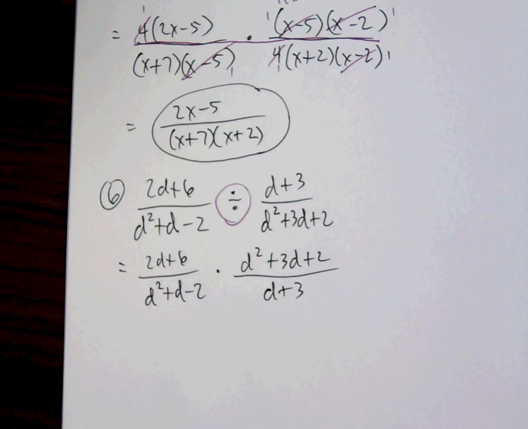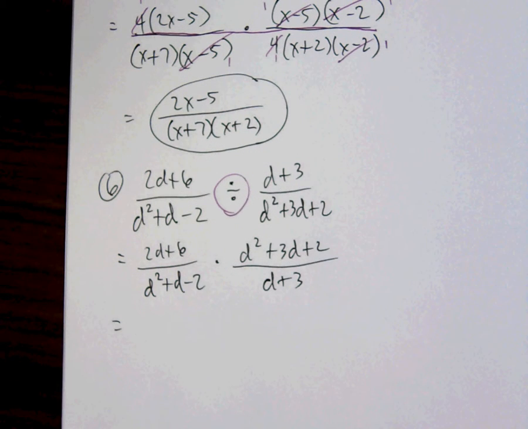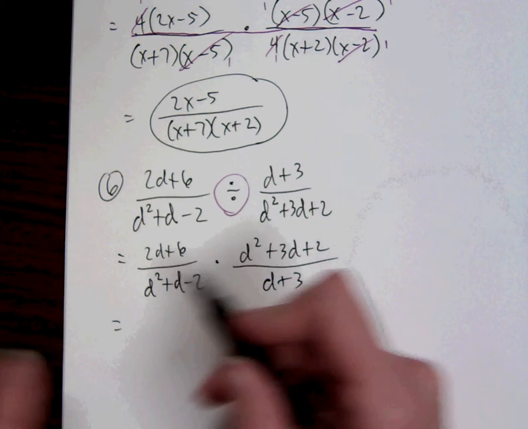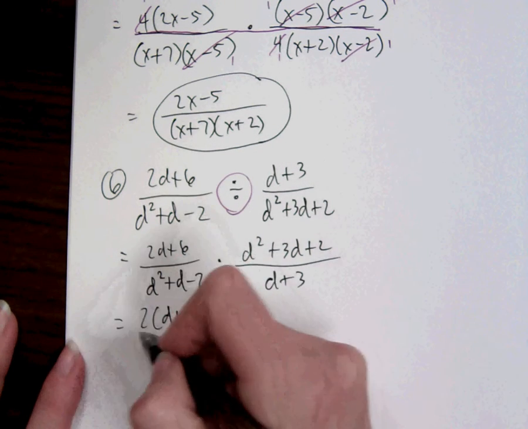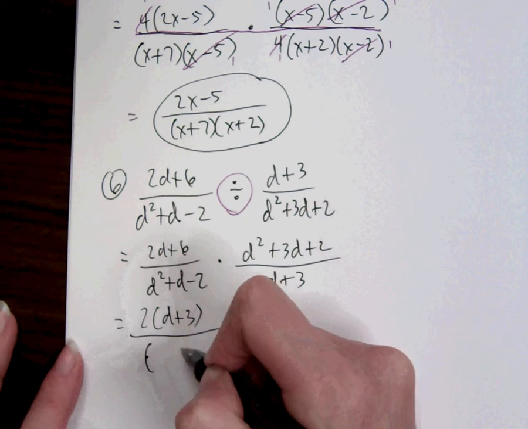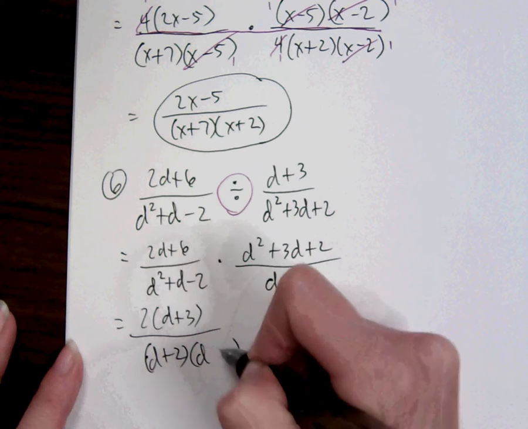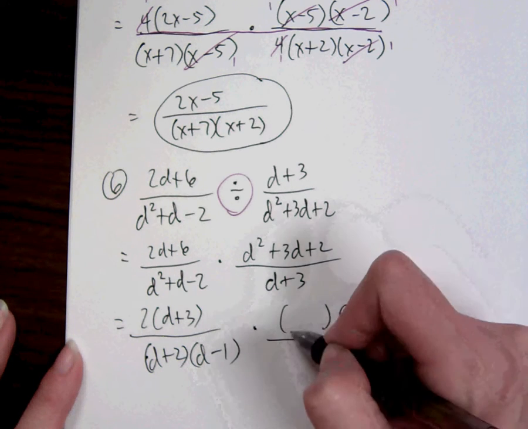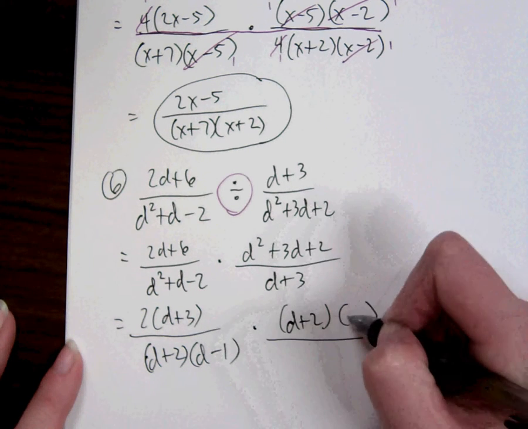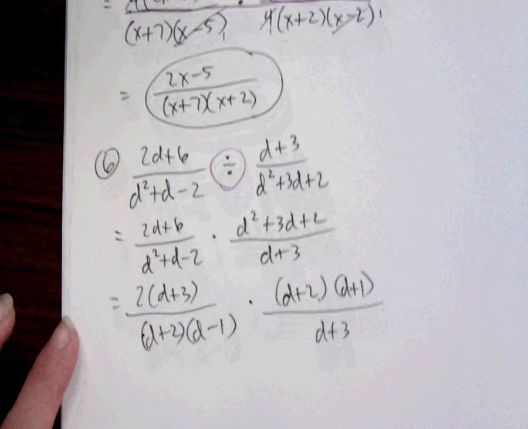Then again, start factoring. Okay, tons of different kinds of factoring. So hopefully you're getting as good at factoring as I am, and you can just see it. 2 terms, so factor out the GCF. So 2 times d plus 3. Denominator is a quadratic, so d times d. I need a positive 2 and a negative 1. Over here, again, quadratic, so d plus 2, d plus 1. In the bottom, there's nothing to do there, so d plus 3.